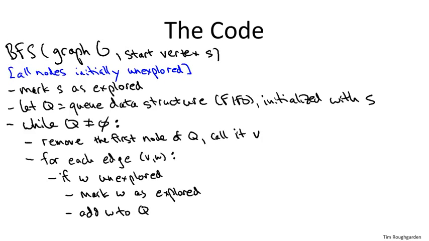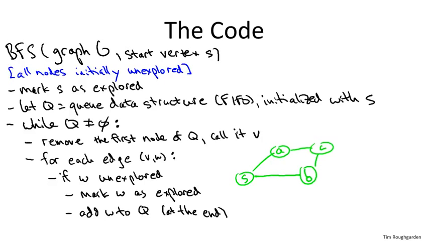So let's see how this code actually executes in the same graph that we were looking at in the previous slide. What I'm going to do is number the nodes in the order in which they are explored. Obviously the first node to get explored is S. That's where the queue starts. So when we follow the code, what happens?